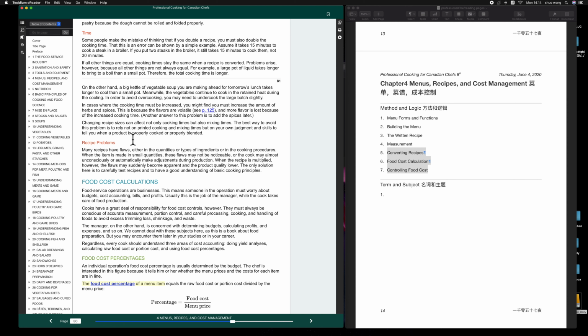Changing recipe sizes can affect not only cooking times but also mixing times. The best way to avoid this problem is to rely not on printed cooking and mixing times, but on your own judgment and skills to tell you when products are properly cooked or properly blended.